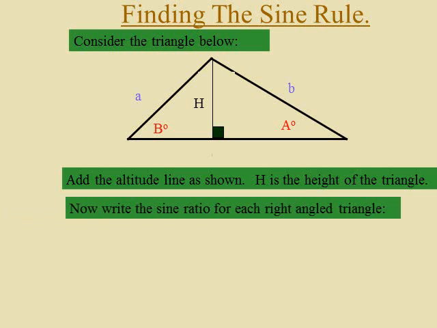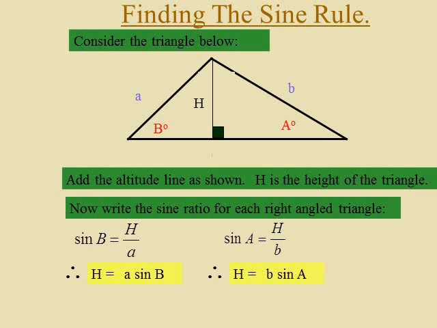If we look at each of them, what can we say about sine? Sine is opposite over hypotenuse. So on the left-hand side, sine B equals h over a. On the right-hand side, sine A equals opposite over hypotenuse, h over b. Simplifying, h equals a sine B. And this equation, h equals b sine A.